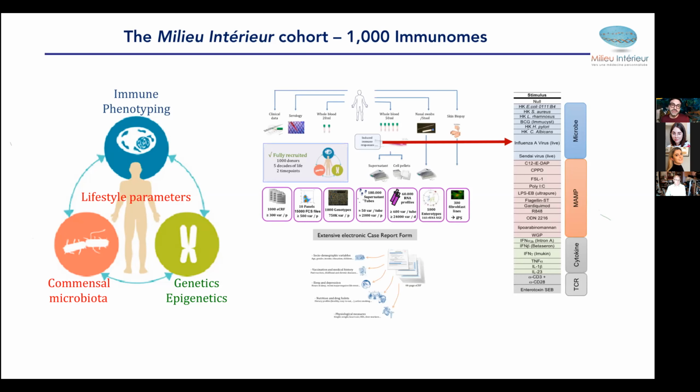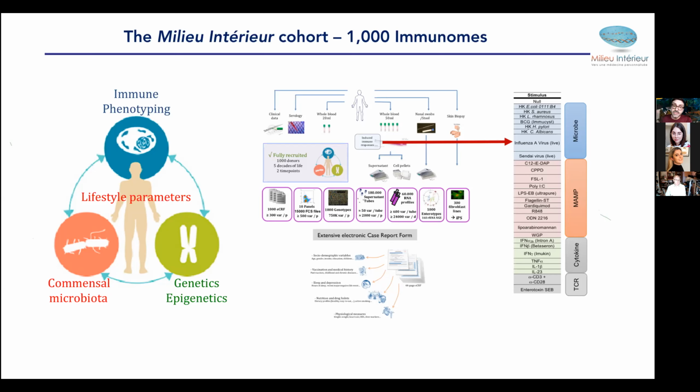But we wanted to take into account many other parameters, lifestyle parameters, microbiome, etc. So for that, we recruited in that case 1,000 people in Rennes, Brittany, stratified by sex and age, from 20 to 70 years old. So in 5 groups, from 20 to 30, 30 to 40, and so on. Half men, half women. From each individual, we took blood, and their blood was stimulated with 30 different microbes or molecules that activate the immune response.